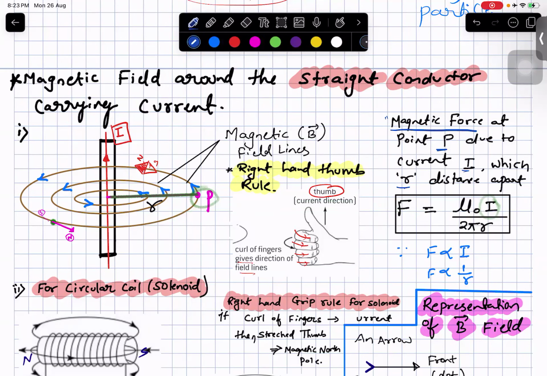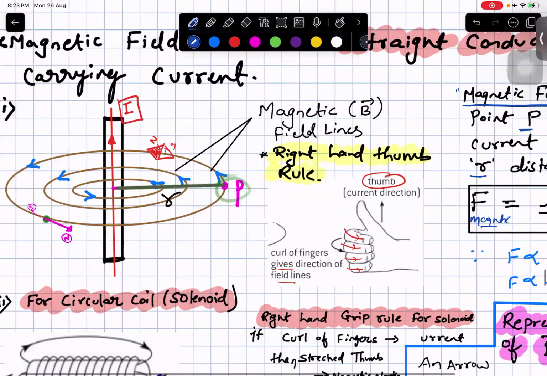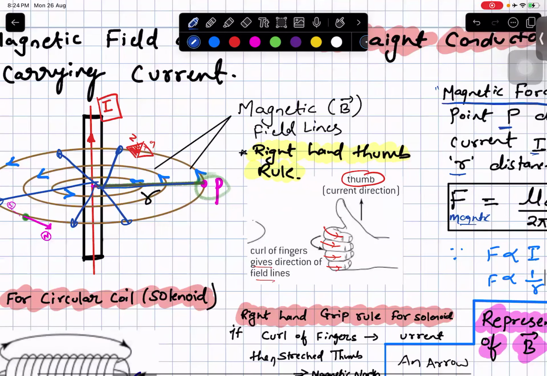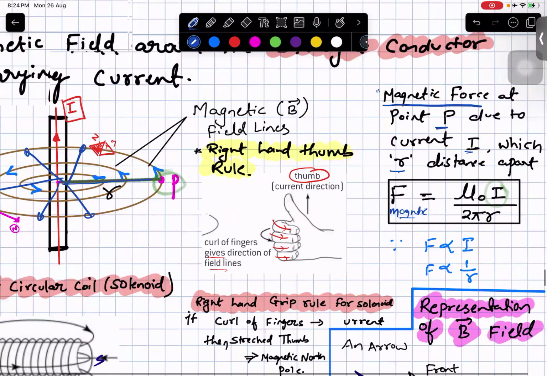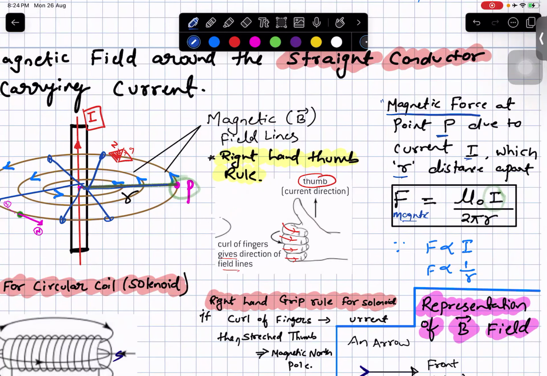But why is it divided by 2 pi r? Why not just r? It's a circle, because at the same distance the point will be over here, over here, over here. It's a circular path, because magnetic field lines are moving in a circle, right?